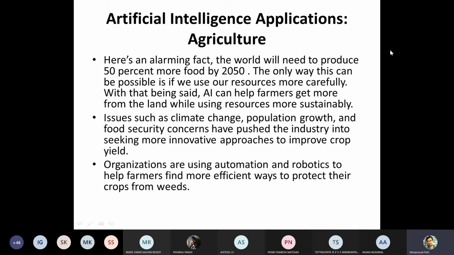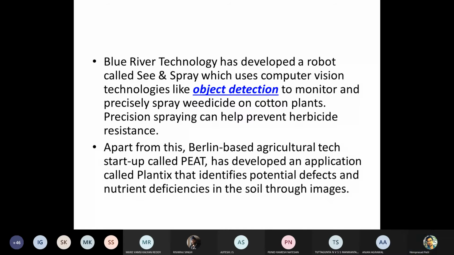Organizations are using automation and robotics to help farmers find more efficient ways to protect their crops from weeds. Blue River Technology has developed a robot called See and Spray, which uses computer vision technology such as object detection to monitor and precisely spray weedicide on cotton plants. So, depending on the requirement, this particular robot will spray the weedicide.